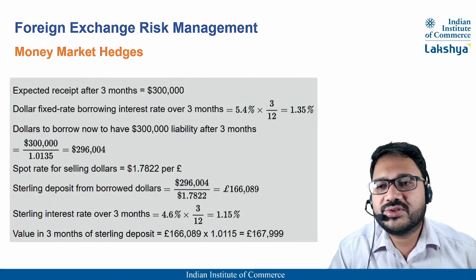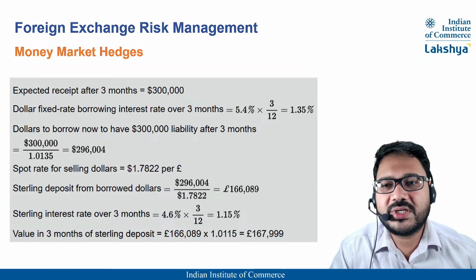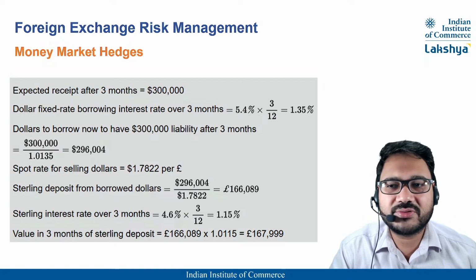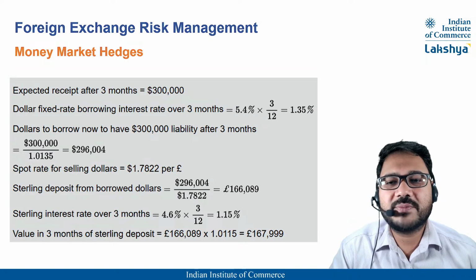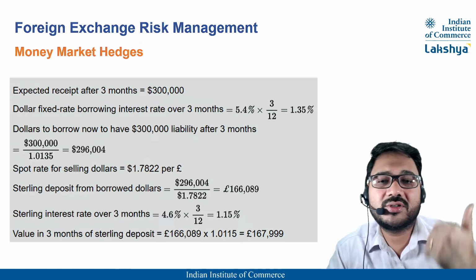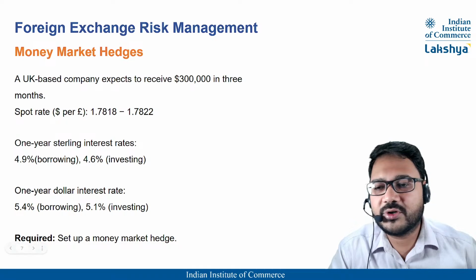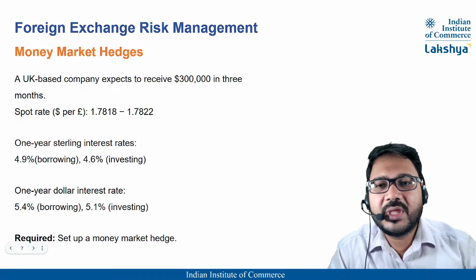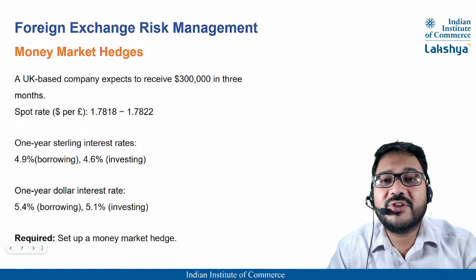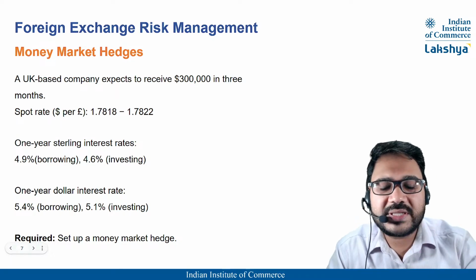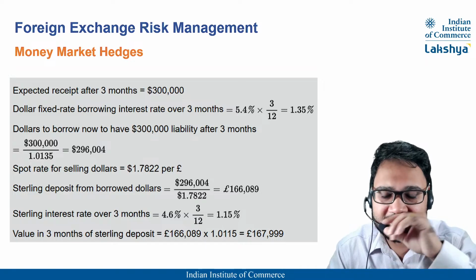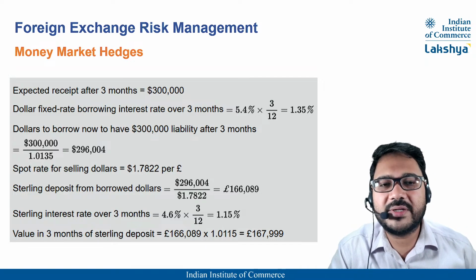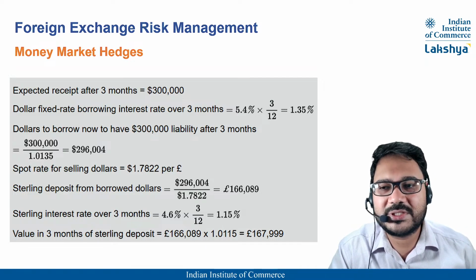So let's just go through it. Expected receipts after 3 months is $300,000. The dollar fixed rate borrowing interest. One more thing I forgot to mention is these are per annum rates. We are to invest only for 3 months, so we need to convert these annual rates into 3 monthly rates. It's simply 3 months divided by 12, which is 1.35%.